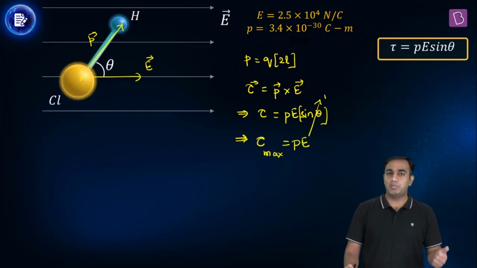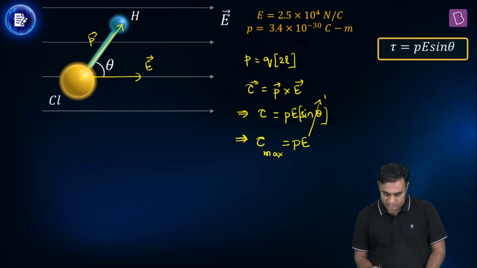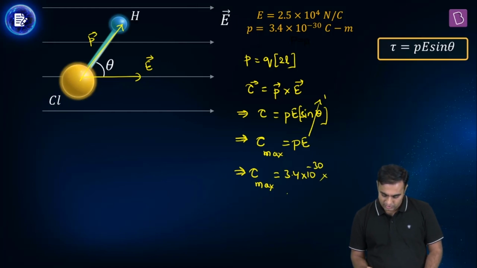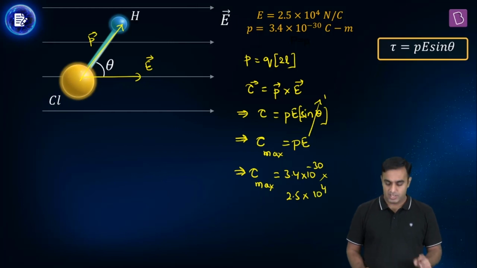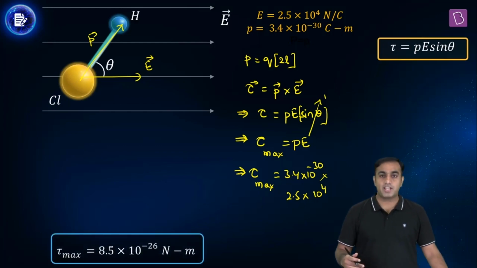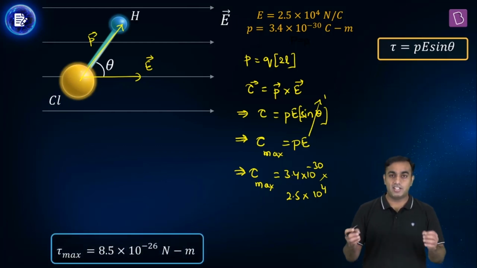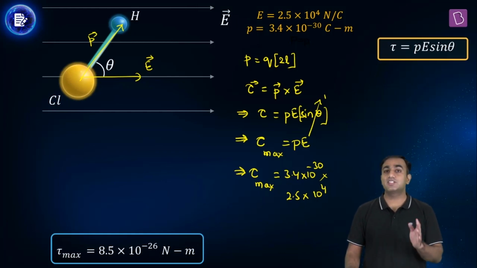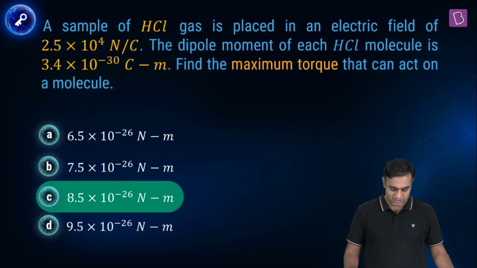Do we have the values of P and E? Yes, we do. So, let's just substitute. Tau max happens to be P, which is 3.4 into 10 to the power minus 30 into 2.5 into 10 to the power 4 Newton meter. If you simplify this, you get the maximum torque acting on the electric dipole under the given circumstances to be around 8.5 into 10 to the power minus 26 Newton meter. That's your final answer. Now, let's look at the options. Obviously, the correct option is C.